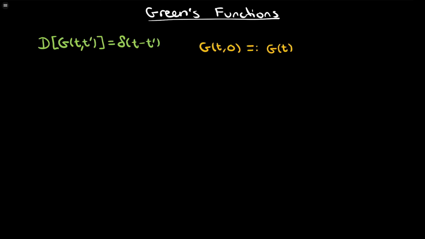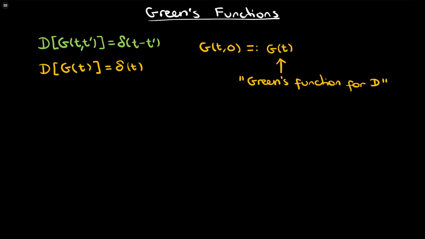In the case where t prime equals 0, we'll simply write g of t and call that the Green's function for D, as opposed to the Green's function for D centered at 0. So unless we mention the point about which the Green's function is centered, we mean this single input Green's function. And so clearly, the Green's function for D satisfies the differential equation where D acting on that Green's function gives back the delta function. So g represents the system's response to a unit impulse given at time t equals 0.